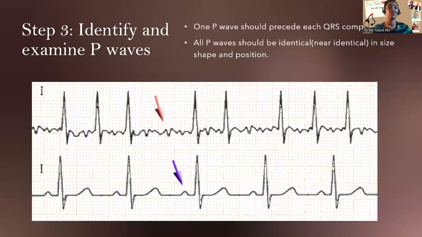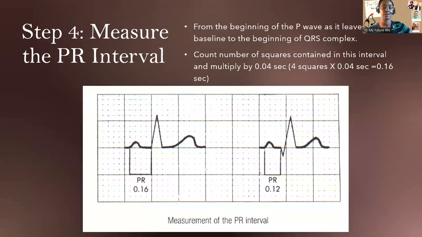Step number 3, identify and examine the P waves. 1 P wave for each QRS complex, 1 P to each QRS complex. And all the P waves should be identical or near identical in size and in shape. The bottom picture, the bottom rhythm, these are normal identical P waves, okay? Each QRS complex has 1 P wave. So all the P waves should be near identical. It should only be 1 P wave before each QRS. If it's not, it's not coming from that sinus node. It's not coming from that pacemaker. Okay, step number 4. You want to measure your PR interval.